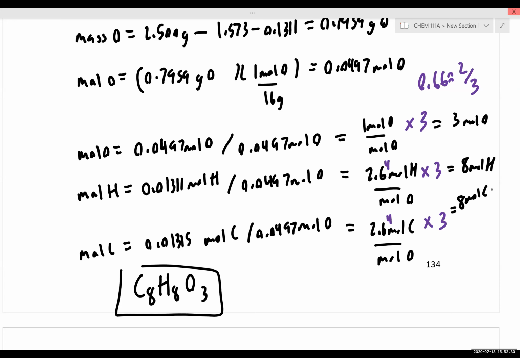Any other questions on this example? So a key takeaway as well, if you're stuck, you can also try dividing by the largest number of moles and then multiplying all your subscripts up. That's another method that can work, especially when the whole numbers are large.